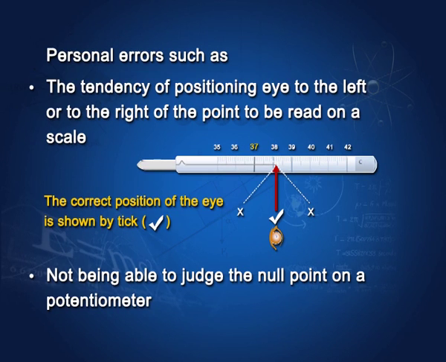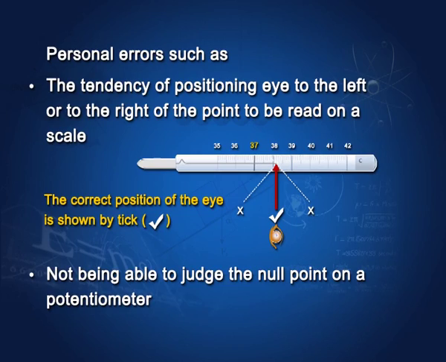Then the third category of systematic errors are personal errors. Many of them I have already enumerated, but let me tell you in detail. Say you are reading a thermometer in a certain experiment. Your teacher has told you to note the point to be read, and your eye must be either directly above that point or directly in front of that point. If you are off to either side, you will not be able to read the temperature correctly, and this will again lead to errors in measurement.